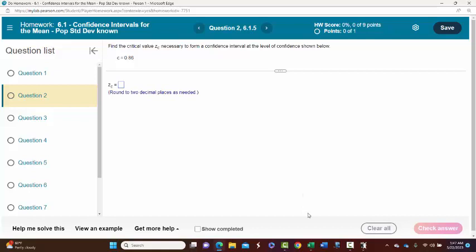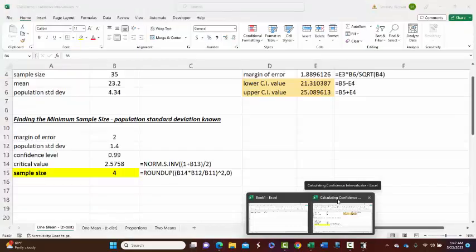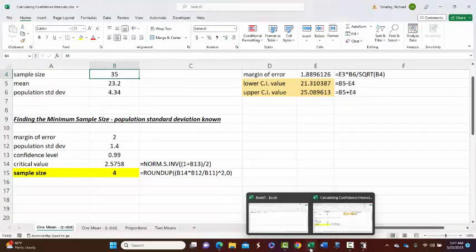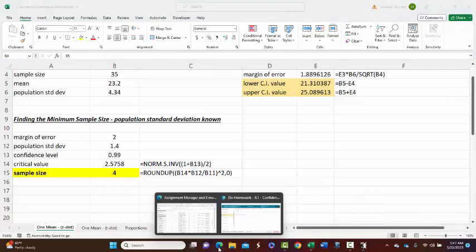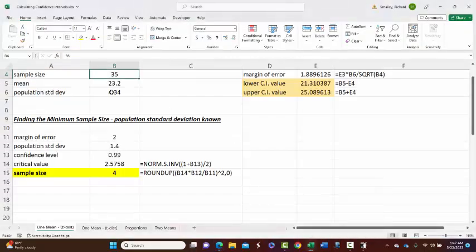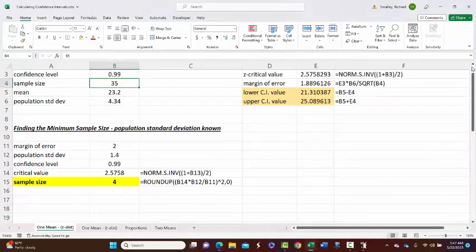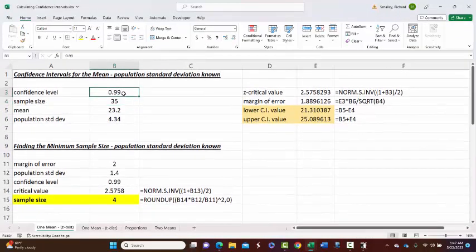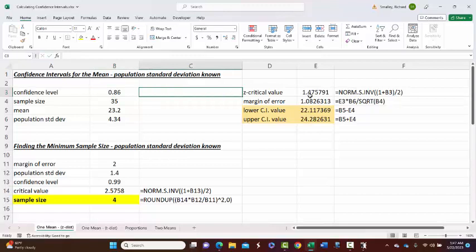I'll do both Excel and calculator, but I'll just do Excel for this one. But what was it? Confidence level? 86. So in the calculator, you just do inverse norm of 1 plus 0.86 divided by 2. Spreadsheet's real easy. Come back up to the top here. Like I said earlier, we don't need the other numbers below. Just change that to 0.86, and the only thing we care about, it'll give you the critical value over there to the right. There it is.